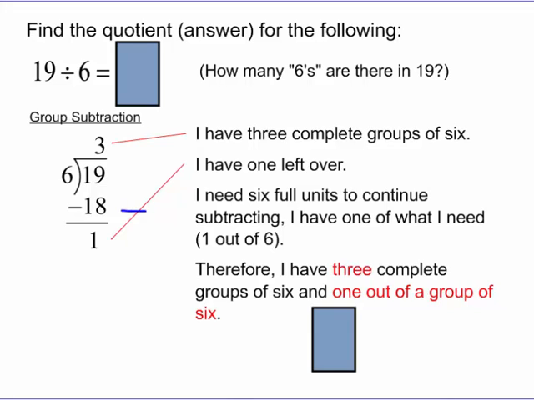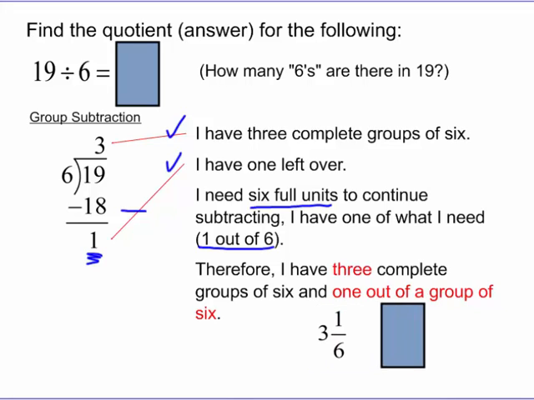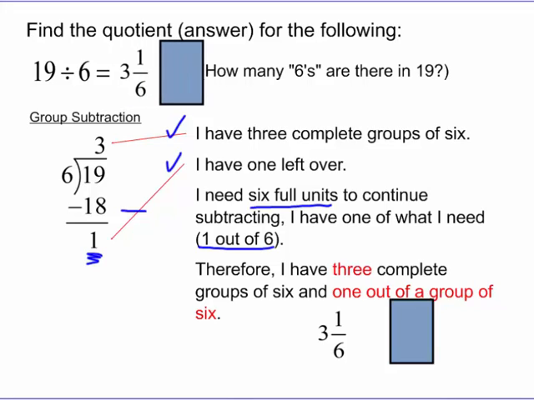When I subtract those, I have 1 left over. So 3 complete groups of 6, 1 left over. I need 6 full units to continue subtracting, so I have 1 out of 6. Therefore, I have 3 complete groups and 1 out of a group of 6, or 3 and a sixth, if we want to say that from a fraction standpoint.